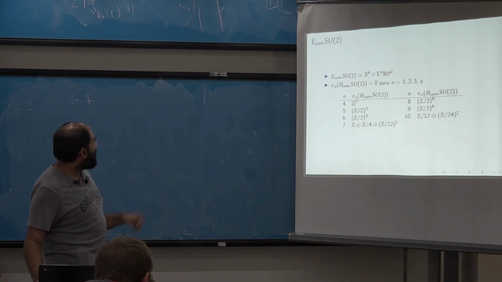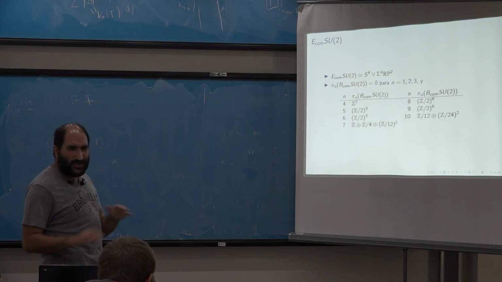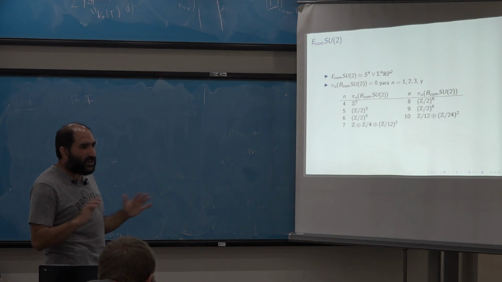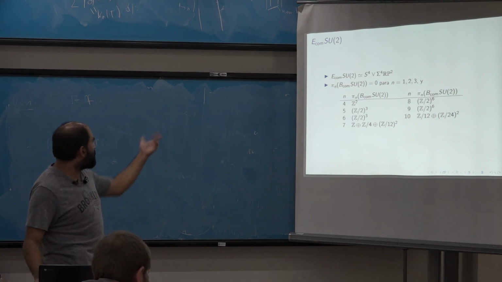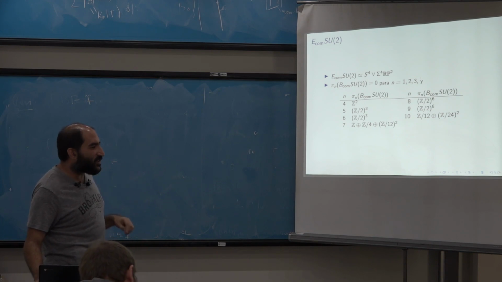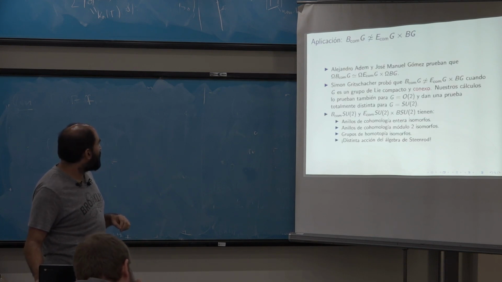And computing this homotopy type was a completely ad hoc computation. There's no general method. We got lucky a bunch of times. There were several small miracles. And we just don't know a good way to compute these homotopy types in general.